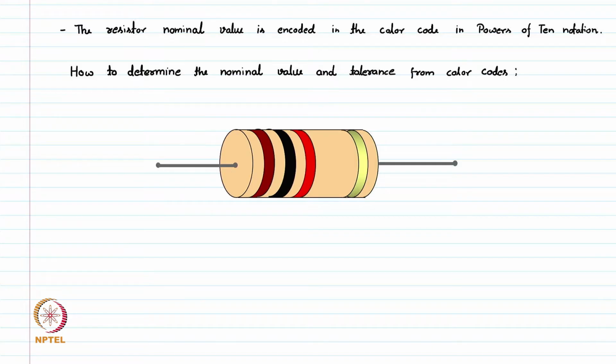For example, we have this component, which is a typical resistor, and here we can see we have 4 color codes: this is 1, this is 2, this is 3, and this is the 4th ring. So these are the 4 rings available on this component. How do we determine the value of this resistance from these color codes?